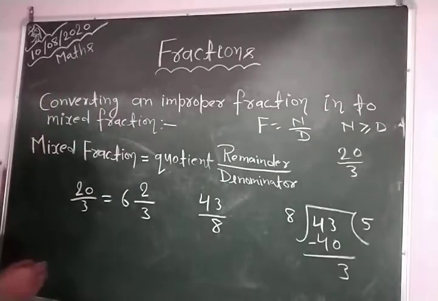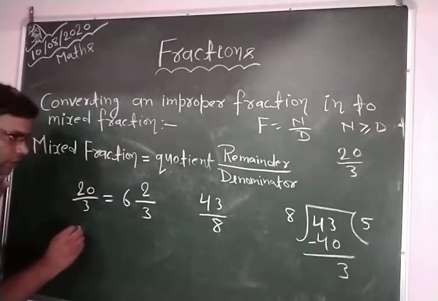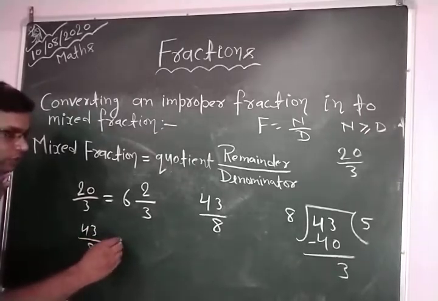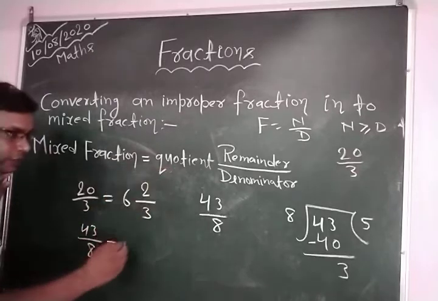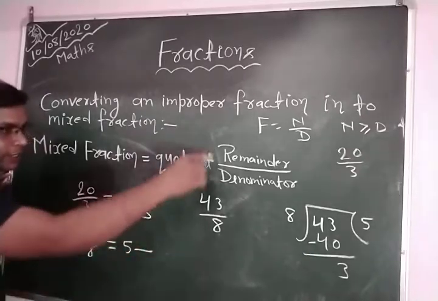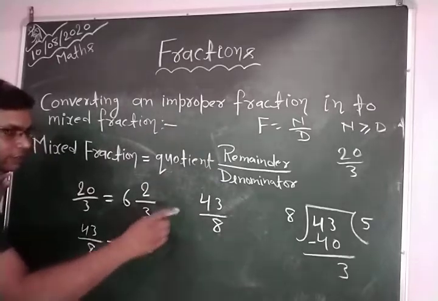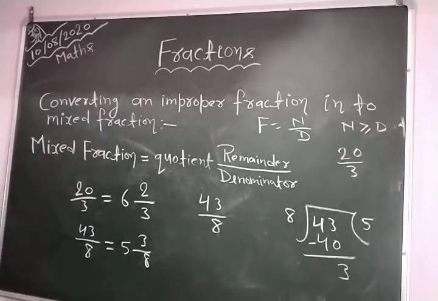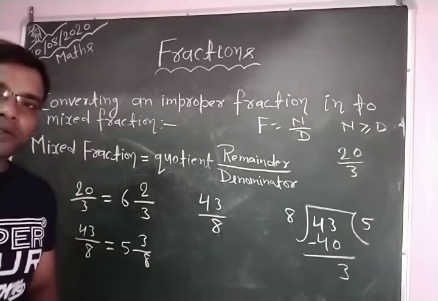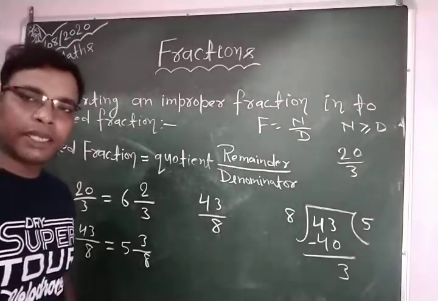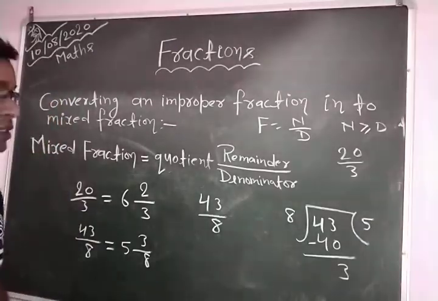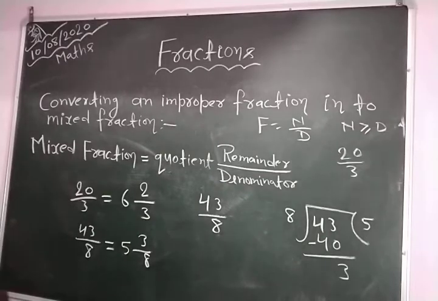So you can convert 43 by 8 into mixed fraction. What is the quotient? Quotient is 5. What is the remainder? Remainder is 3. And what is the denominator? Denominator is 8, you can also say this is the divisor. So students, in this way, today you learned how to plot fractions on the number line, types of fractions, and how we convert improper fractions into mixed fractions.